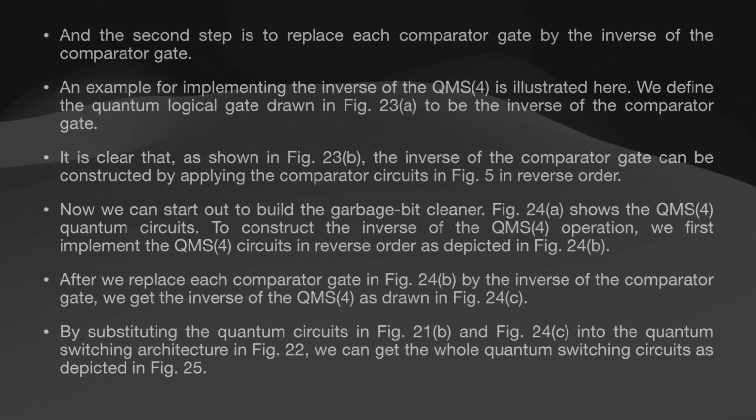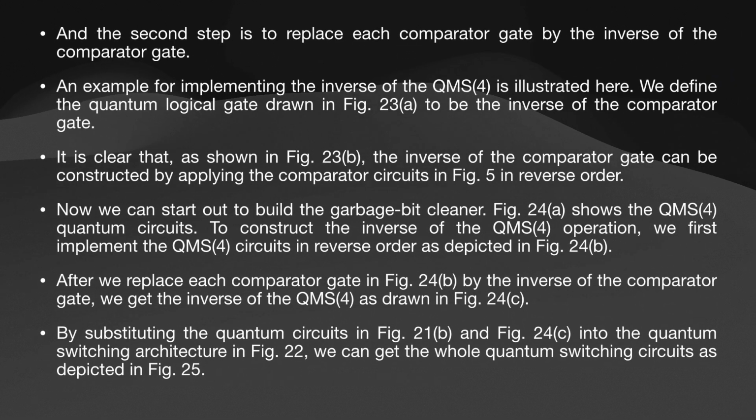And the second step is to replace each comparator gate by the inverse of the comparator gate. An example for implementing the inverse of QMS is illustrated here. We define the quantum logical gate drawn in figure 23a to be the inverse of the comparator gate. It is clear that, as shown in figure 23b, the inverse of the comparator gate can be constructed by applying the comparator circuits in figure 5 in reverse order.